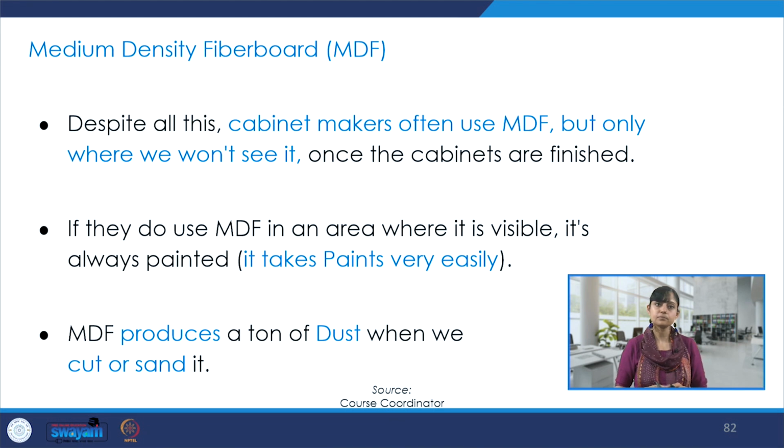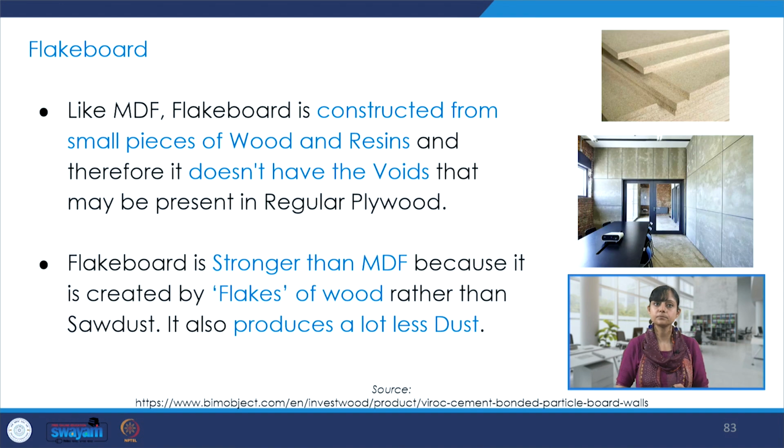And cabinet makers often use MDFs. And if they do use MDF in an area where it is visible, it's always painted because it takes paint very well. The drawback is that it produces a ton of dust. That is a problem with MDF. There is also HDF. Like medium density fiber board MDF, there is HDF, which is also used and found in the market, high density fiber board. It is stronger than the MDF board.